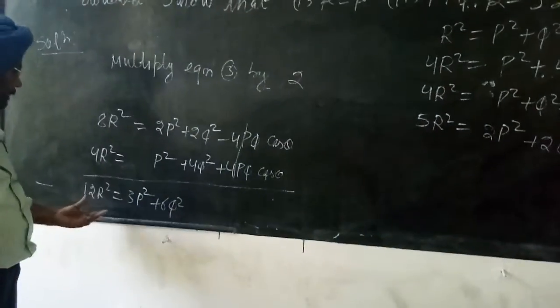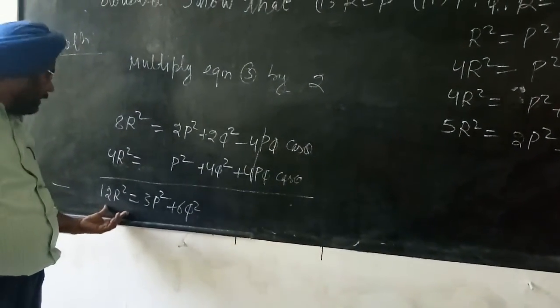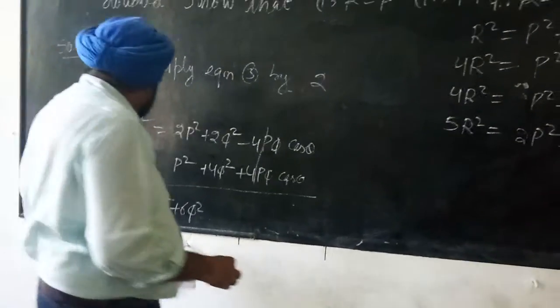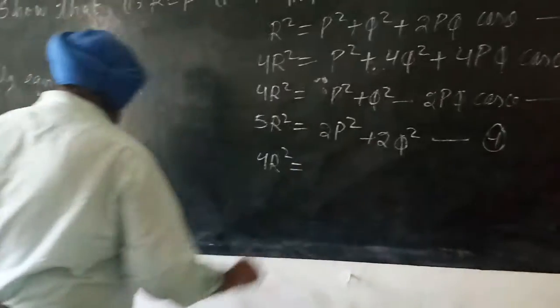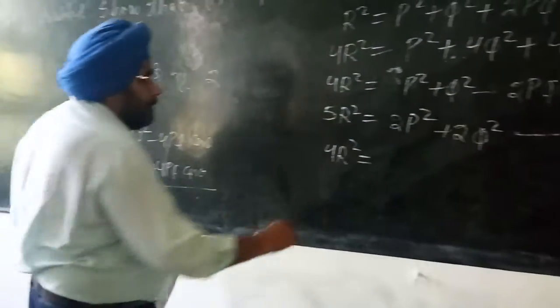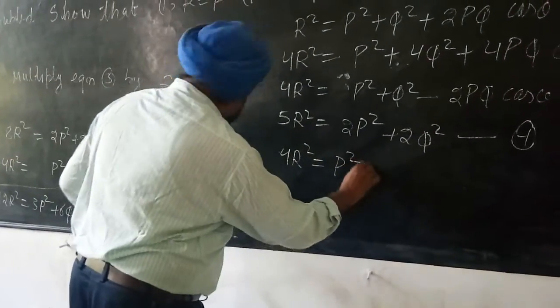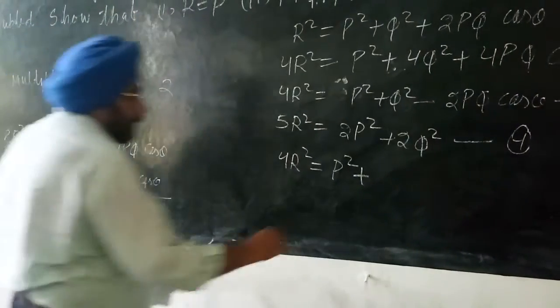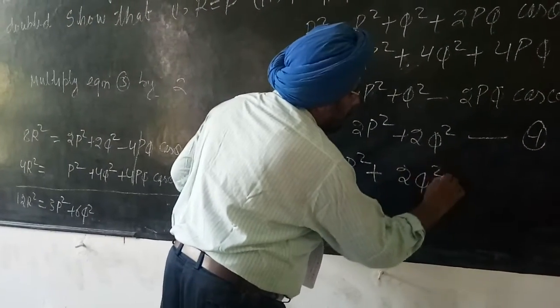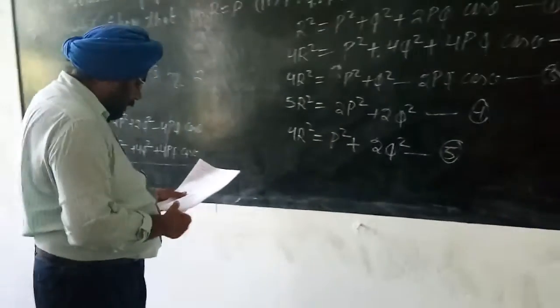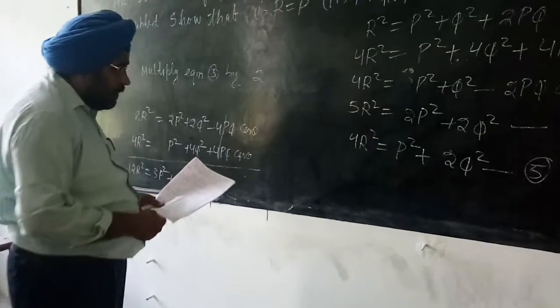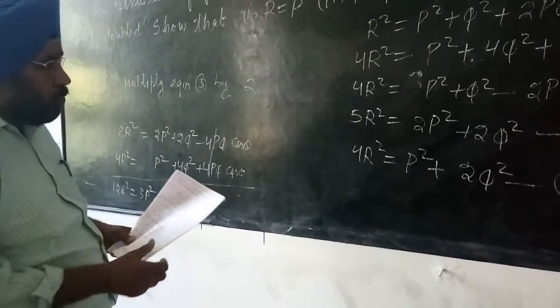So take 3 common from this equation. Then we get 4R square is equal to P square plus 2Q square. So this is our equation number 5.